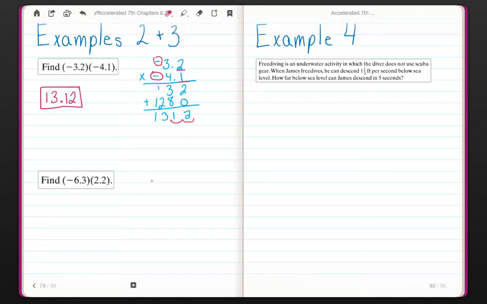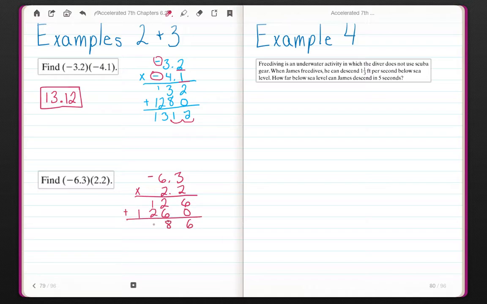So Part B, negative 6.3 times 2.2. Again, I'm going to ignore the negative and the decimals for now. 2 times 3 is 6. 2 times 6 is 12. With the 0 as the placeholder, 2 times 3 is 6. 2 times 6 is 12. We're going to add that up.